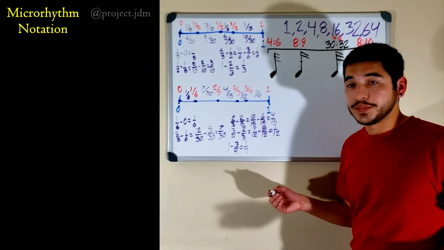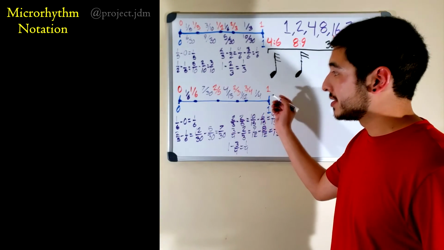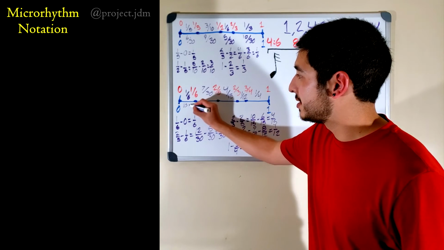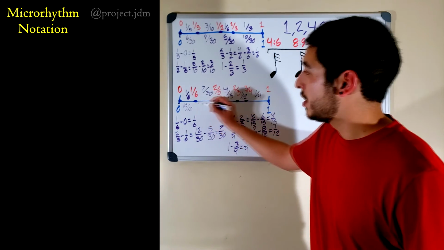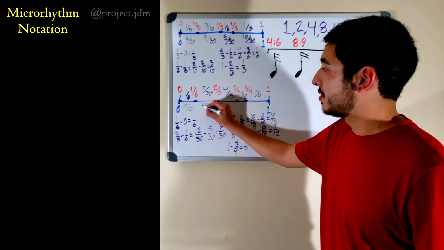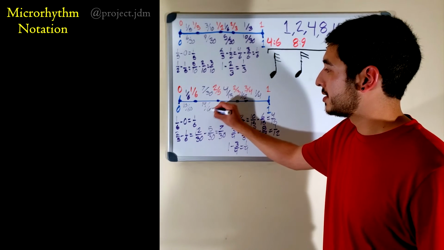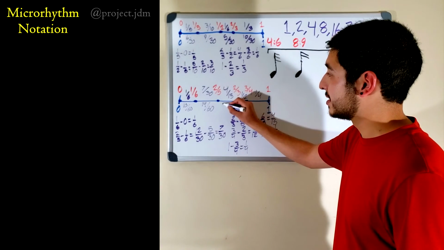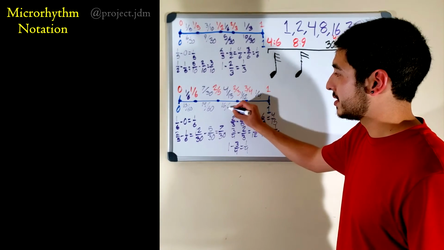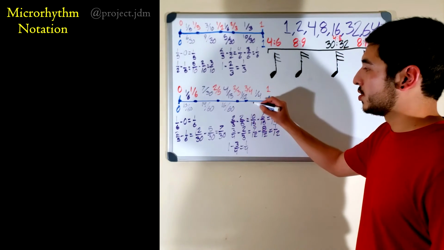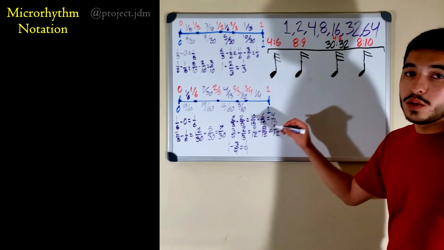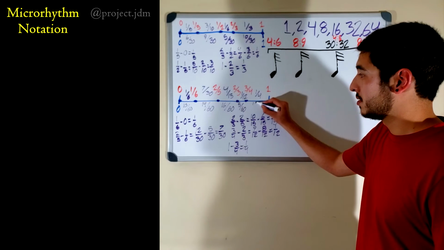So that's 60. So we can rewrite each of these with 60 on the bottom. 1/6 is 10 60ths. 7/30 is 14 60ths. 4/15 is the same thing as 16 60ths. 1/12 is 5 60ths. And 1/4 is 15 60ths.